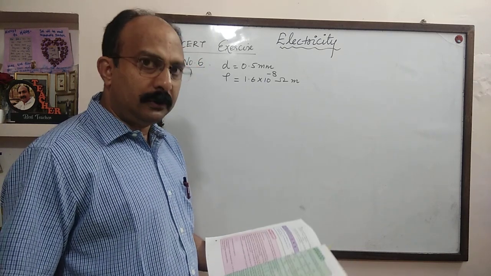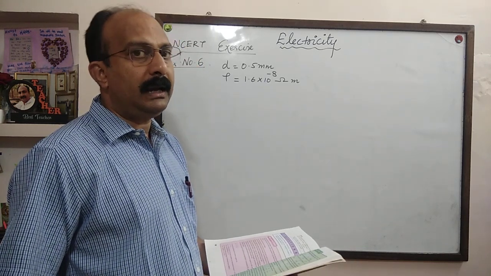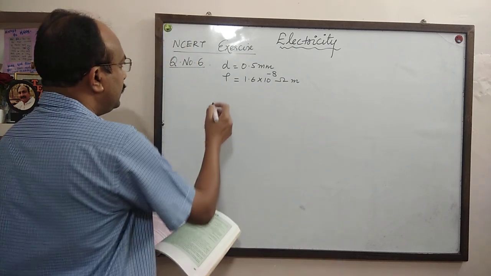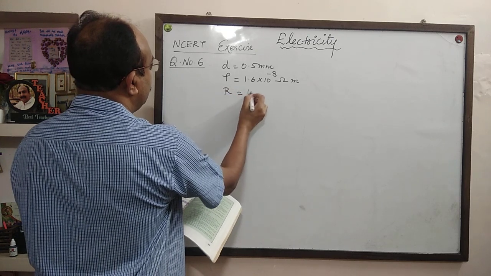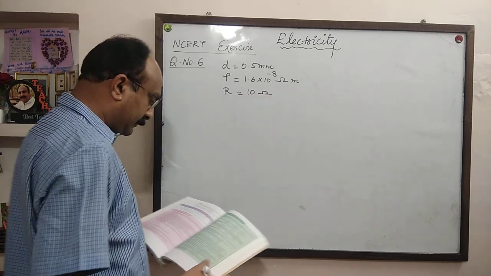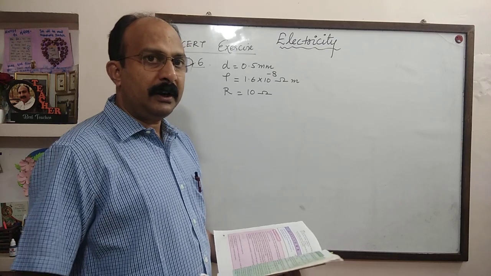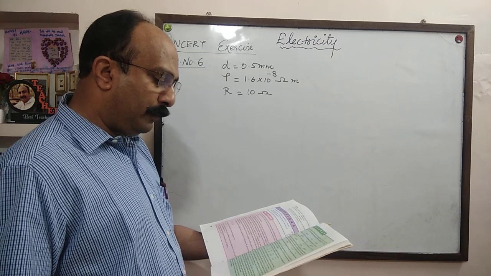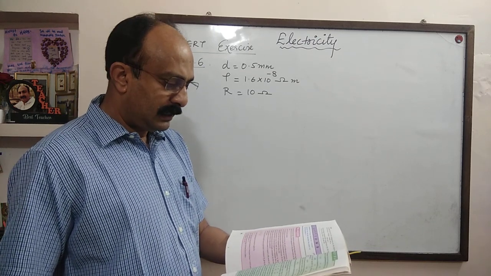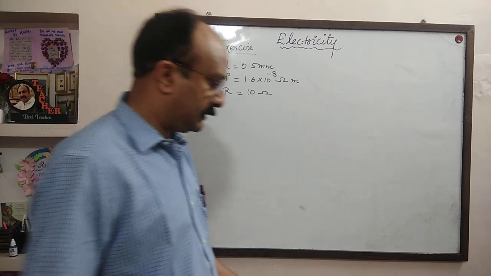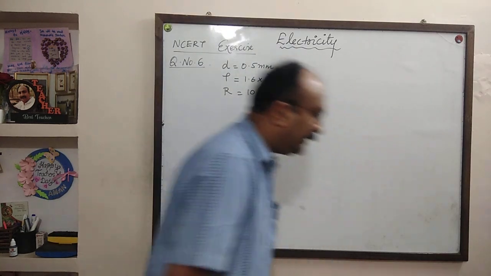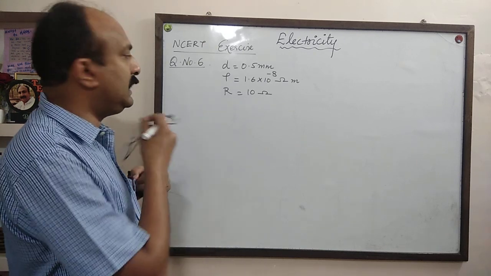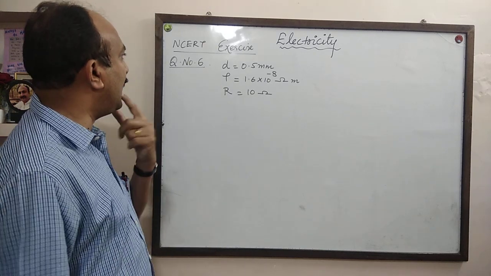What will be the length of this wire? We are asked to find the length of the wire to make its resistance 10 ohm. That is, resistance capital R is also given, 10 ohm. So the first part of the question, find the length of the wire. Second part, how much does the resistance change if the diameter is doubled? That is, if the diameter is doubled, then what will be the change in resistance? Let us do the first part.